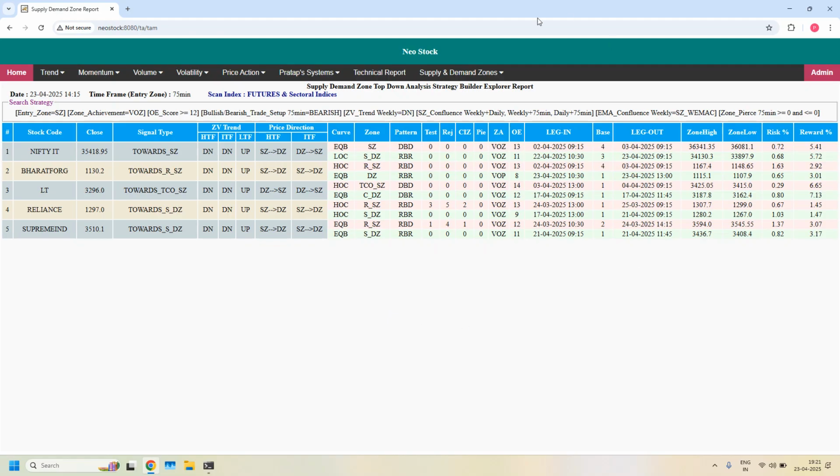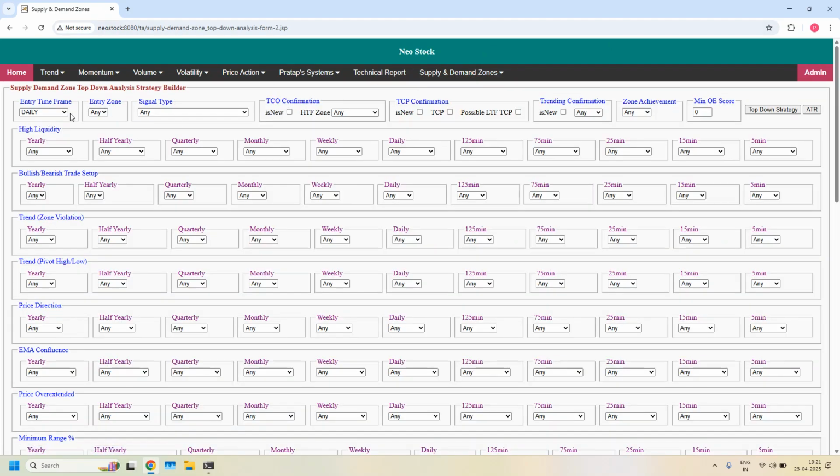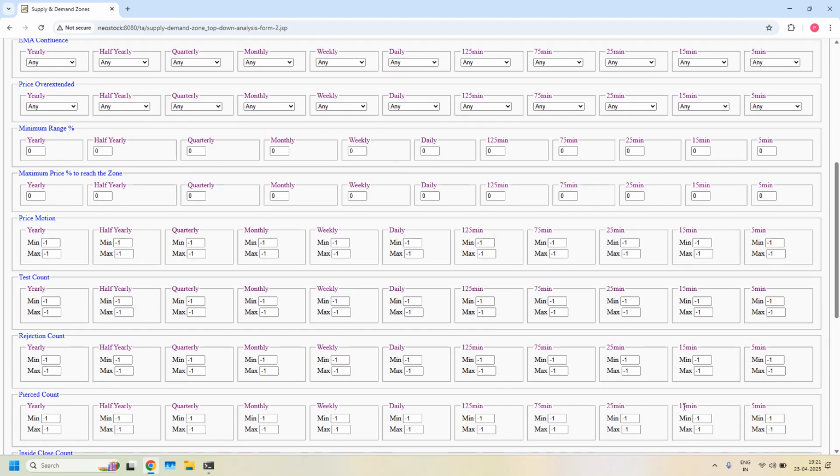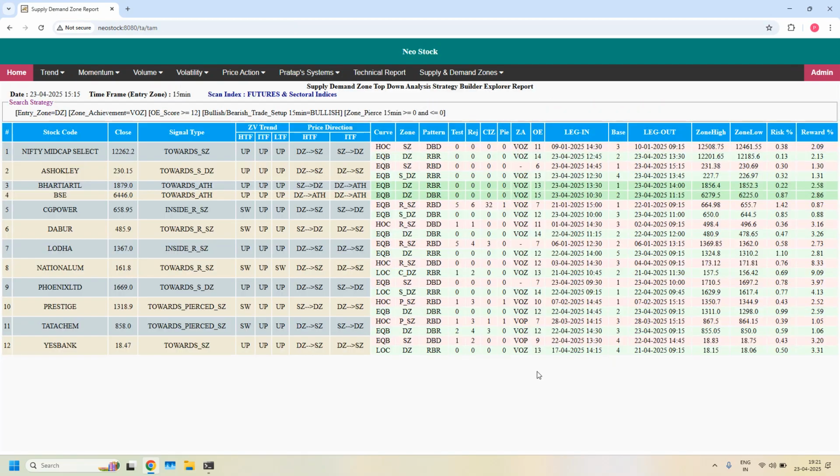Next, we will look into daily income trade supported stocks. Bullish trade setup, daily income trade, entry time frame 15 minutes, entry zone, demand zone, bullish or bearish at 15 minutes. I am selecting bullish, zone achievement VOZ, minimum order enhancer score 12, and also 15 minutes demand zone should not be pierced. So with these filters, we got 12 stocks supporting bullish trade setup for daily income trade.